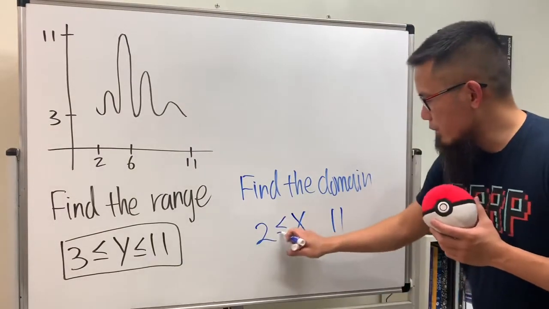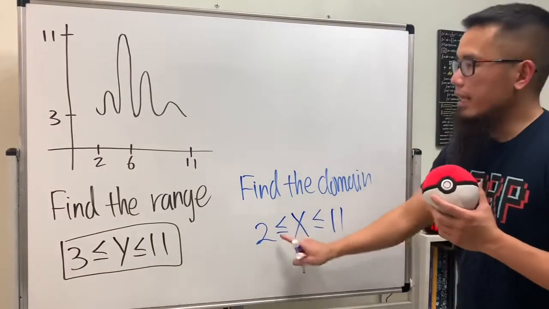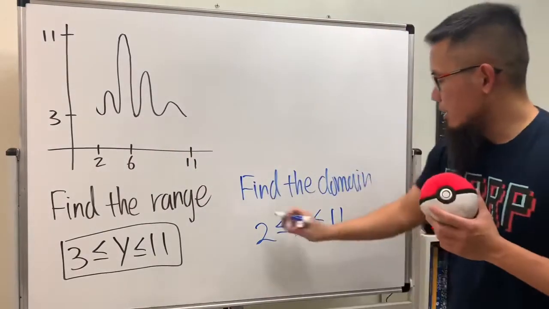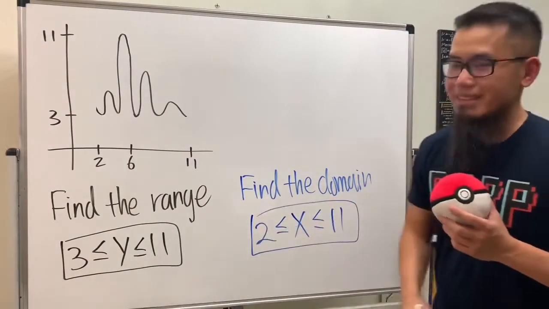And then just put on less than or equal to, less than or equal to, including both of the endpoints. All right. So that's it.